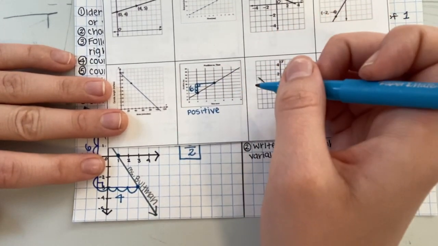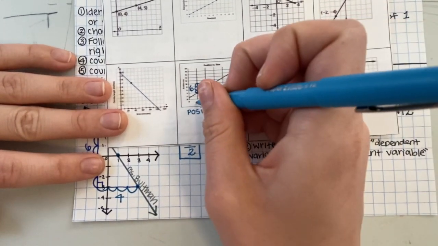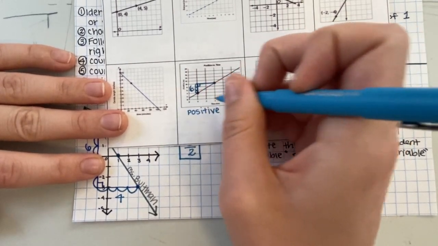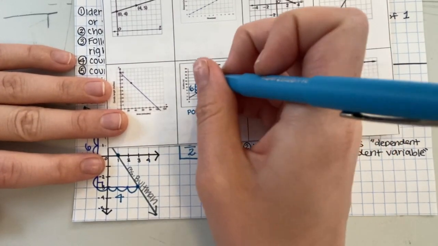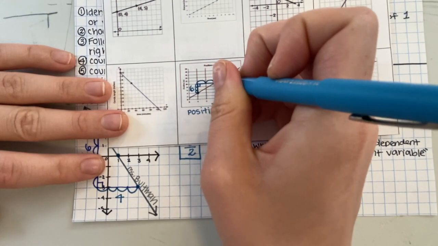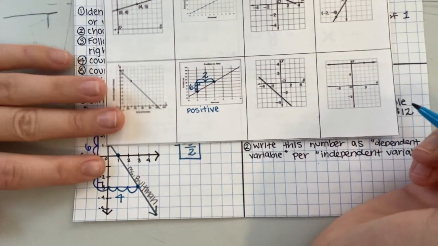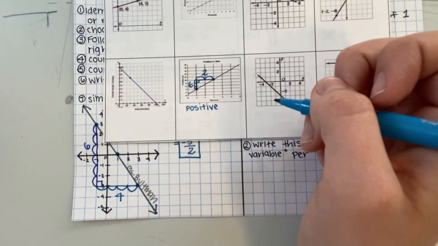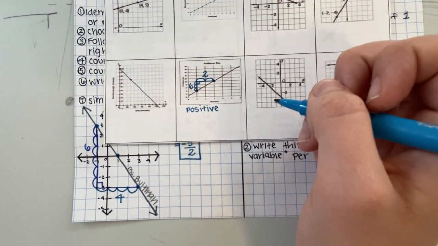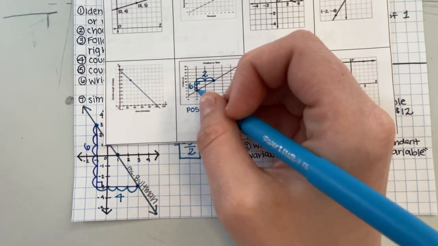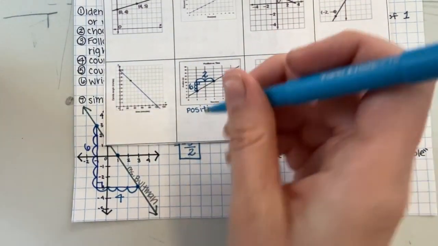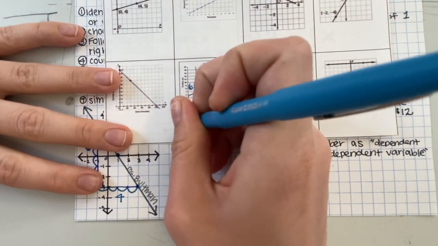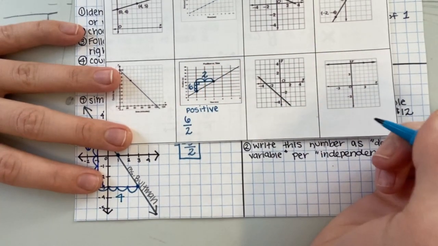Then I need to count my horizontal length. The x-axis, my horizontal, is counting by ones. So this one is just normal. I'm counting by ones. I have 2 of the boxes, so I've got 2. Then I'm going to write this as my vertical over my horizontal. So we've got 6 over 2.